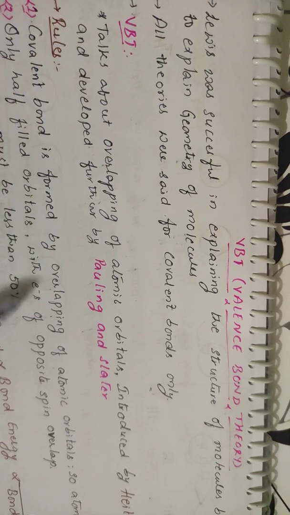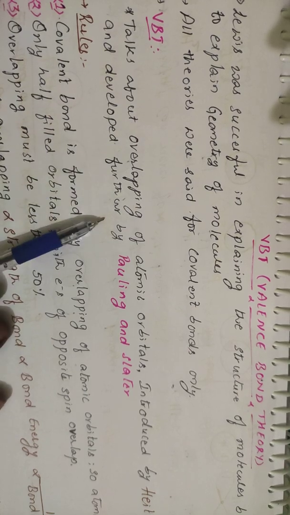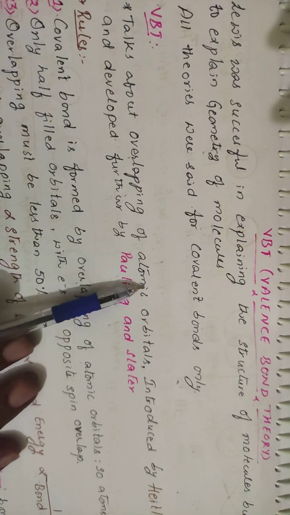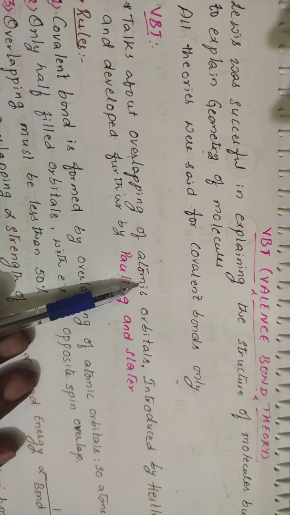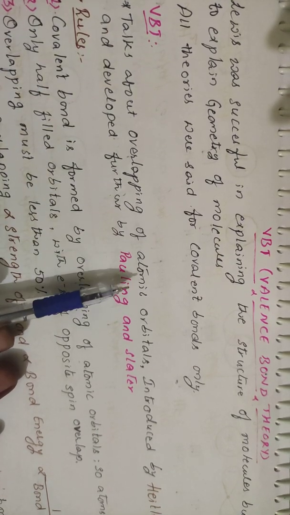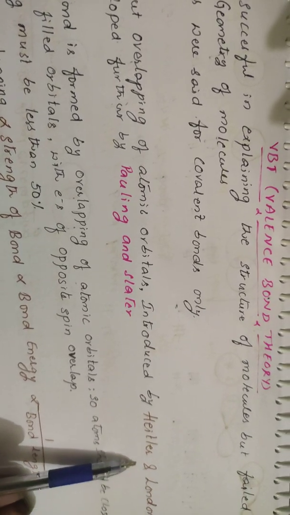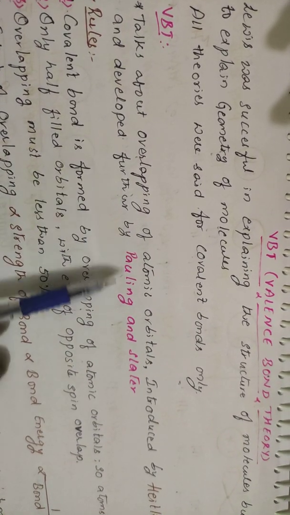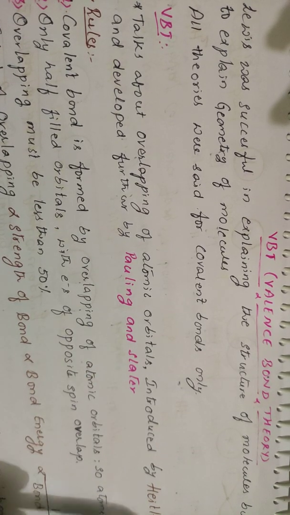All theories were said for only covalent bonds. The VBT, also called valence bond theory, talks about overlapping of atomic orbitals. Not molecular orbitals, only atomic orbitals, because you have one more theory called MOT, where molecular orbitals combine. VBT talks only about atomic orbitals, and it was first introduced by Heitler and London, who first proposed the valence bond theory. It was further developed by Pauling and Slater.